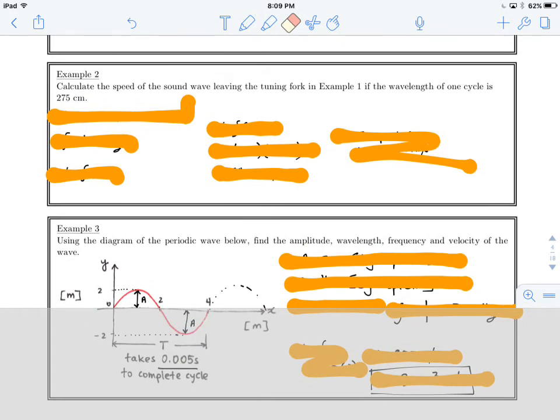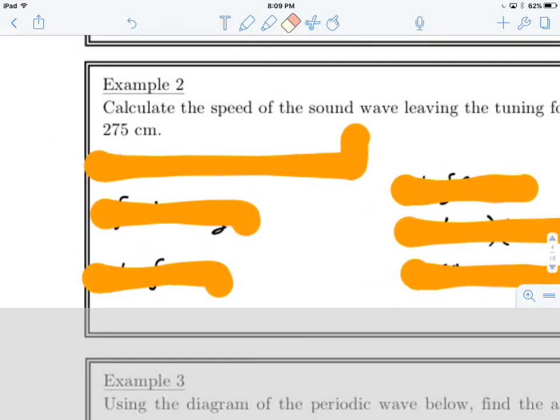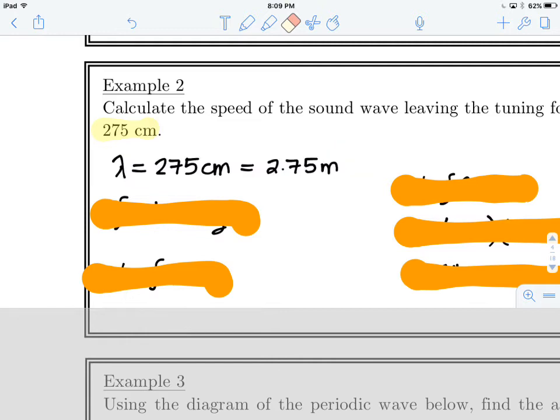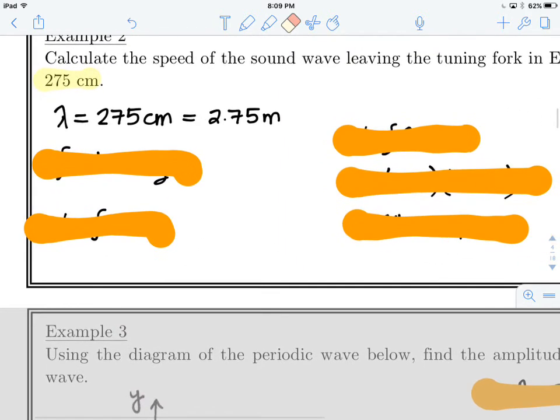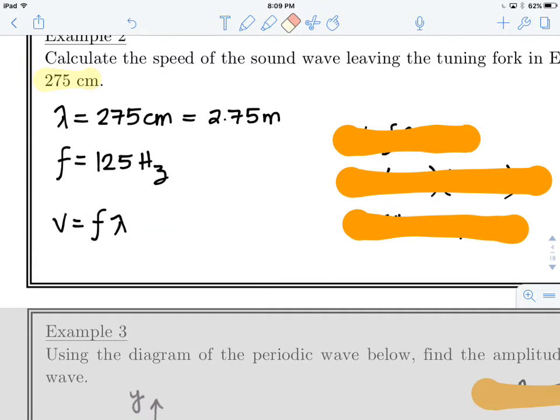Let's go on to example number 2, which builds on example 1. Calculate the speed of the sound wave leaving the tuning fork in example 1 if the wavelength of one cycle is 275 centimeters. One quick note: we have to use units of meters. Always we're using meters, seconds, and eventually kilograms when we start talking about mass. Here, lambda is equal to 275 centimeters, which is equal to 2.75 meters. You can see that our use of metric conversions is going to come in handy over and over again. The frequency was given above, 125 hertz, and we're going to use the universal wave equation, V is equal to F lambda, to solve this.